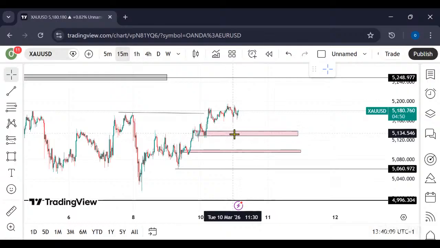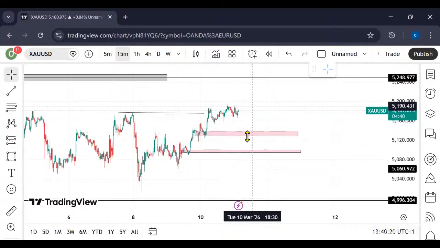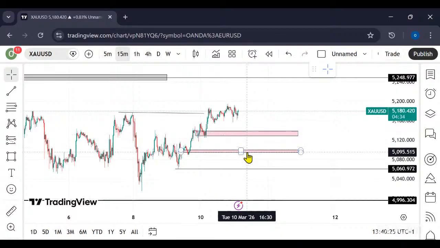Okay. Because a lot of people are looking forward to buying from that area, the market is going to use them as liquidity. As they are buying, the market will pretend as if it wants to go up, then it will break down and head further down.